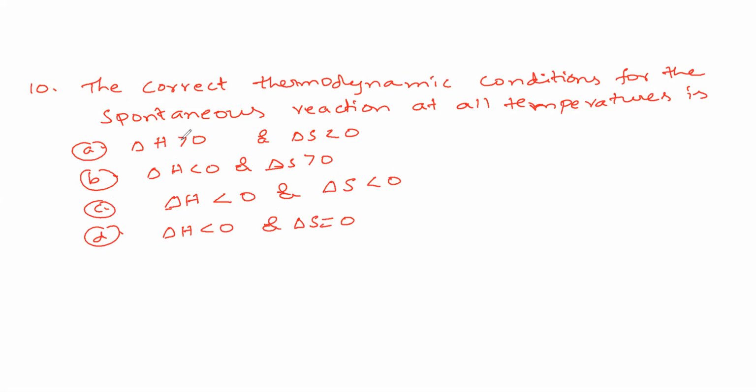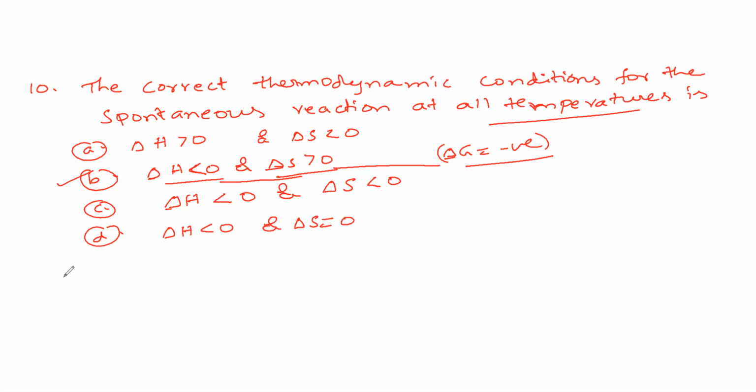So the answer is the second option, because for the reaction to be spontaneous at all temperatures, delta H should be less than 0, delta S is greater than 0, and delta G should be negative. So this is the continuation. So the answer is second option. I hope it is clear. So delta H is less than 0 and delta S is greater than 0, so delta G is negative also. So these are the conditions for the spontaneity of a reaction at all temperatures. This is a table-based question which is discussed in lectures. Next question.